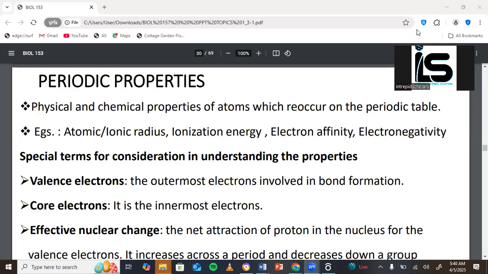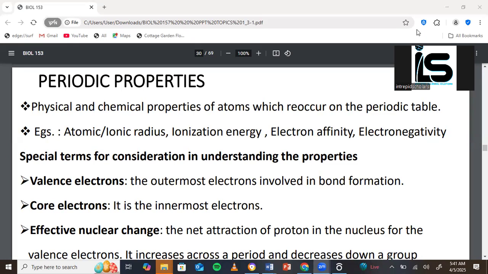This is part 3 of a series of videos on biological chemistry. In this video, we'll talk about periodic properties. Before we talk about periodic properties, we have to understand what they are. Then we'll talk about some terms that will affect periodic properties. Then we'll zoom into the periodic properties proper.